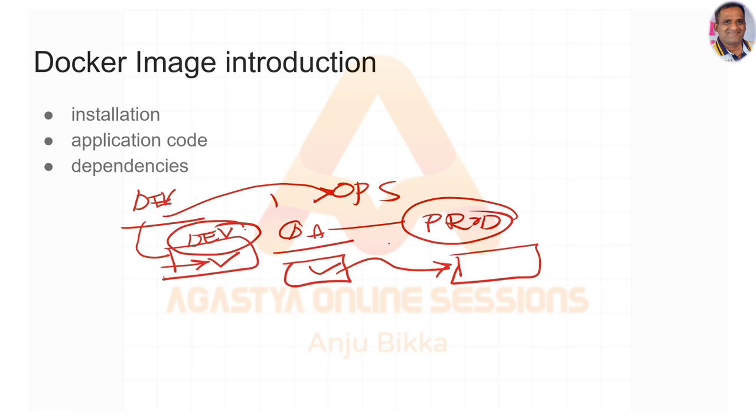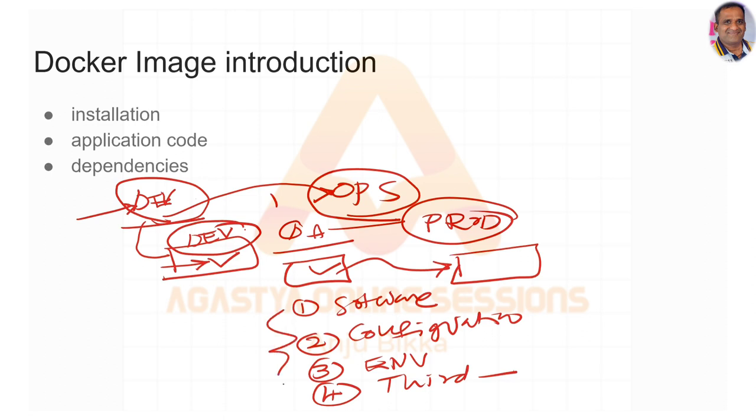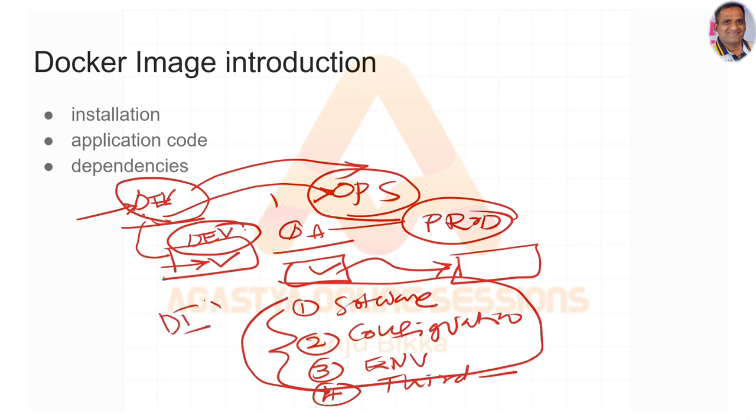Before that, how is the ops team going to prepare the environment? Because the development is completely done by the dev team, they are not aware of what software is required. The first is what software is required, second is what configurations are required, followed by environment variables or any third party libraries. All these instructions need to come from the dev team to the ops team. So the dev team is handing over all these details in the form of a DI, deployment instruction guide.